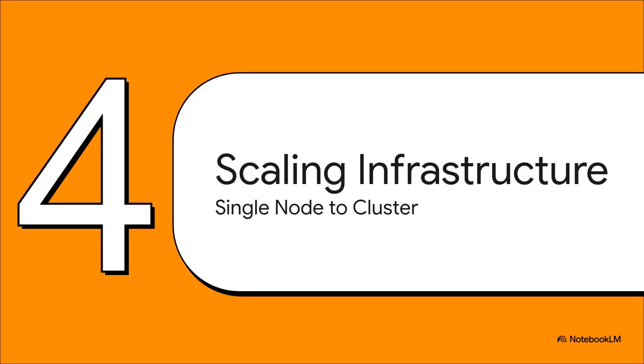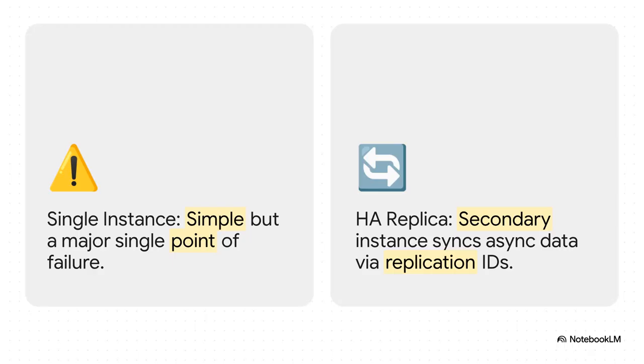All right, on to Section 4, scaling the infrastructure, from single node to cluster. Most people generally start with a single instance. It's super simple, but it is a massive single point of failure. If that node dies, your cache dies right along with it. So the first logical step up is adding a high availability, or HA, replica.